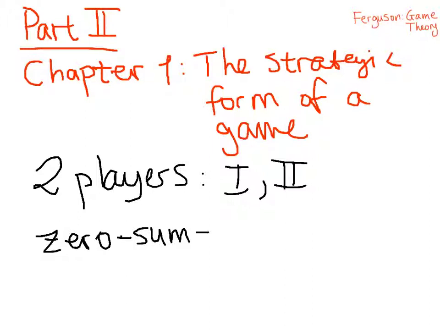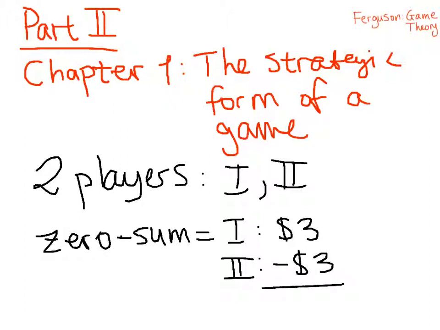Now what does that really mean? Well, it just means that player 1 wins exactly the amount player 2 loses. So if player 1 wins $3, then player 2 is losing those $3. And this means the sum of the winnings is always 0. So that's the reason why we call it zero-sum games.